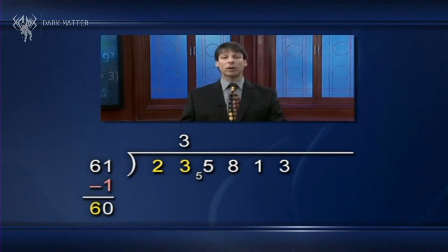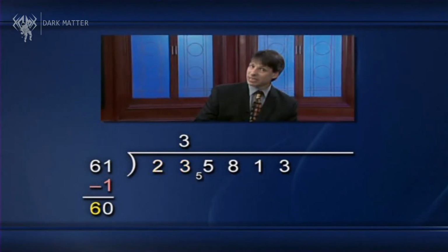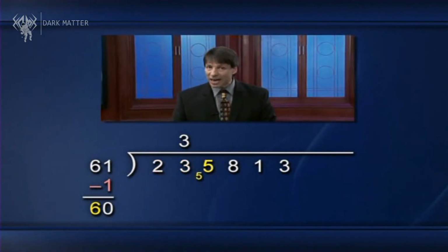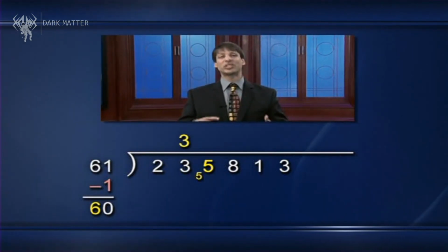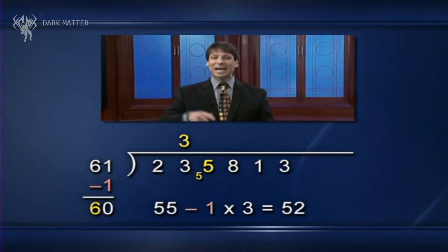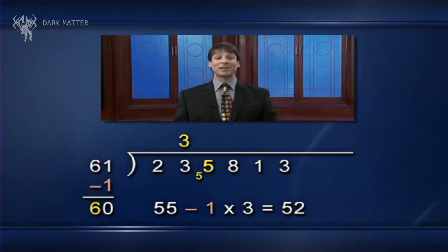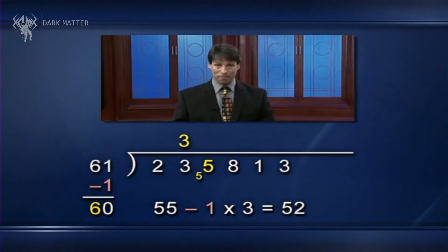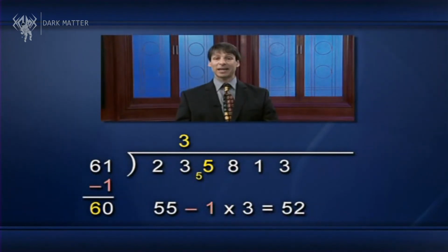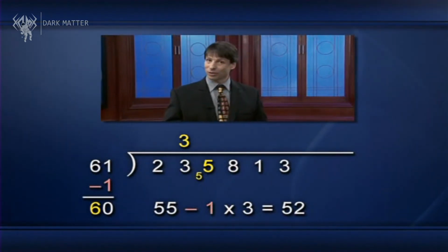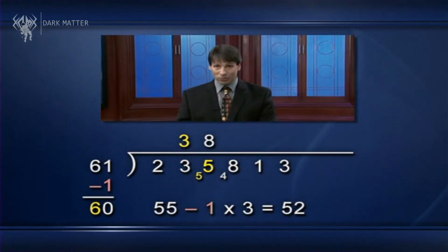Okay, and since our multiplier is negative 1, at the next step, instead of doing 6 into 55 plus 3, we're going to do 6 into 55 minus 3. That 3 and negative 1 multiply, and 55 minus 3 is 52. Okay, how many times does 6 go into 52? 8 times with a remainder of 4. So the 8 goes up and the 4 goes down.